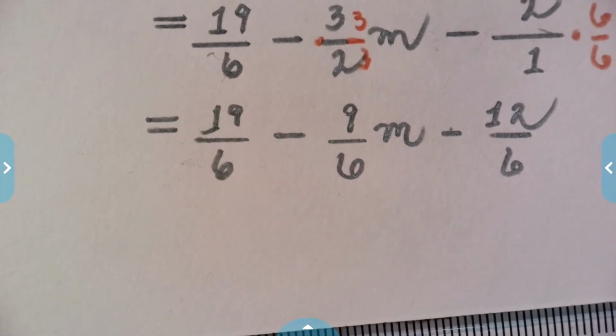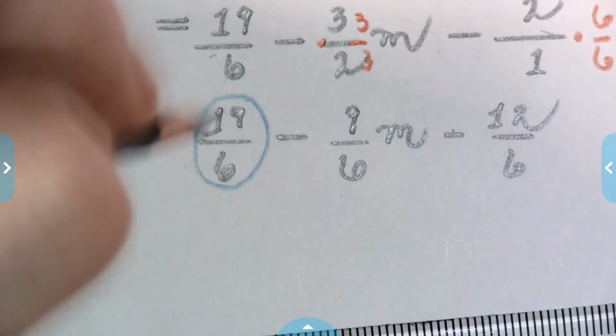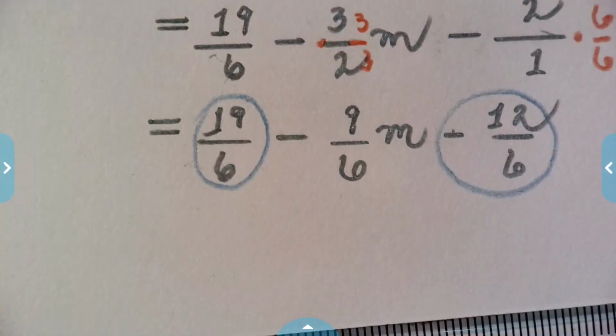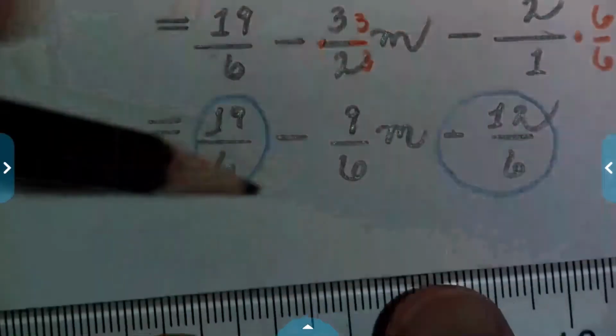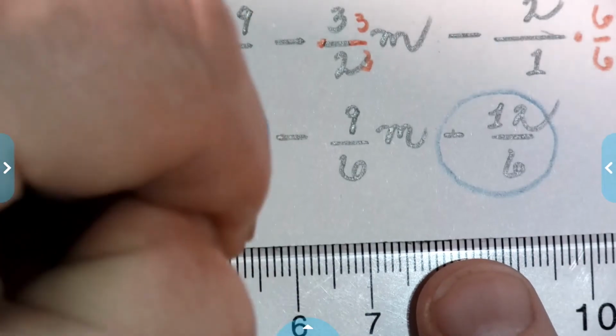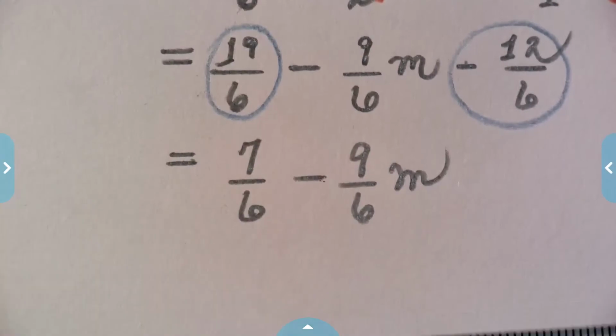So we can combine like terms here and here. 19 minus 12 is 7. So that gives me 7/6 minus 9/6 m. But I can reduce the 9 and the 6 to 3/2.